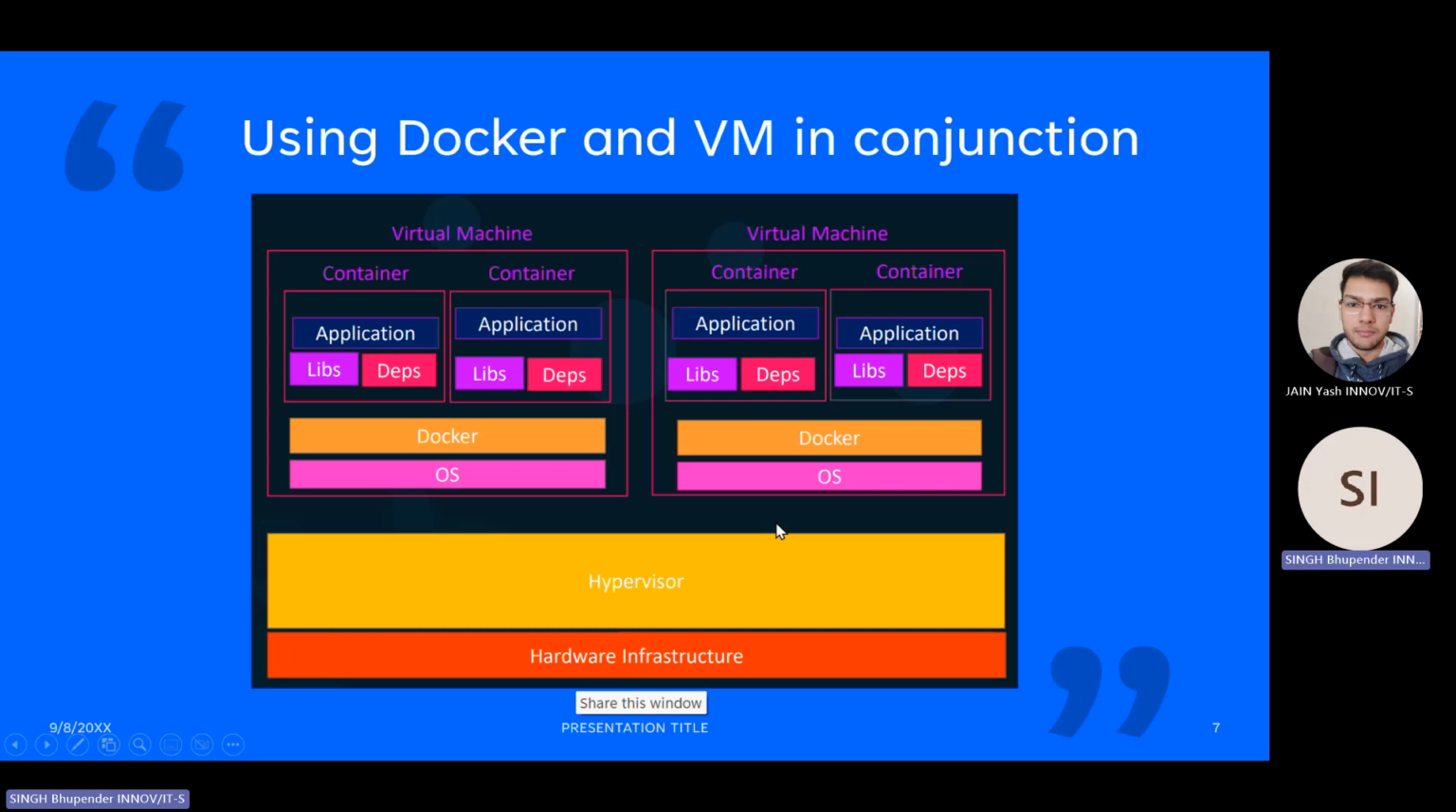We can also use Docker in a virtual machine, but that is not required. For example, in this example, we can use two virtual machines, and on those virtual machines again we can use Docker. With Docker we can create hundreds or thousands of containers, running all those containers in isolation and not consuming as many resources.